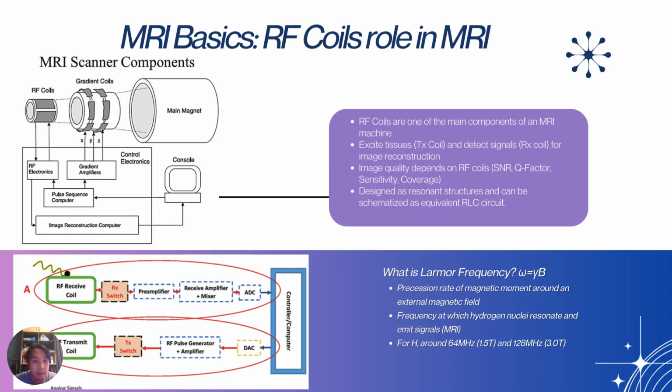So, the basics of MRI. MRI has a few components, and one of them is the radio frequency coils. The radio frequency coils are one of the main components, which generate a magnetic field perpendicular to the gradient coils in order to excite tissues and also detect signals from them for image construction. The image quality also depends on the radio frequency coils, which can be analyzed with signal to noise ratio, the Q factor, the sensitivity, and the coverage.